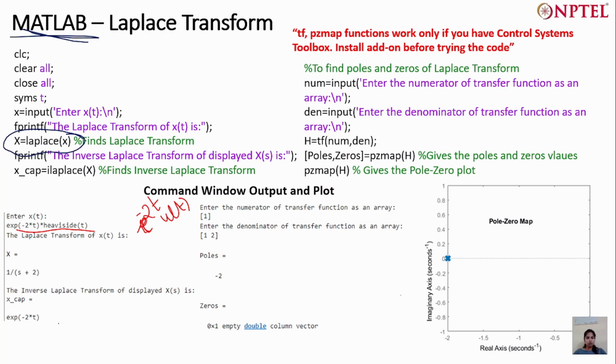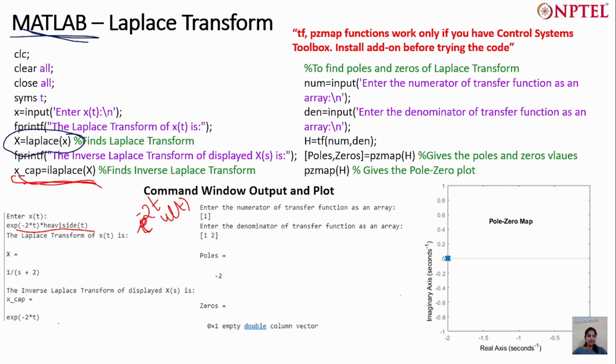Say you're solving a problem, you have a big x of t, and you found the Laplace transform. You want to check whether the Laplace transform you got is correct. Then you open Octave or MATLAB, give the input x of t, and say find the Laplace of x. It will give you the Laplace transform. You can verify your answer like this. And to find the inverse Laplace transform, you have to give I Laplace of x. I stands for inverse. So I Laplace of x gives the inverse Laplace transform.